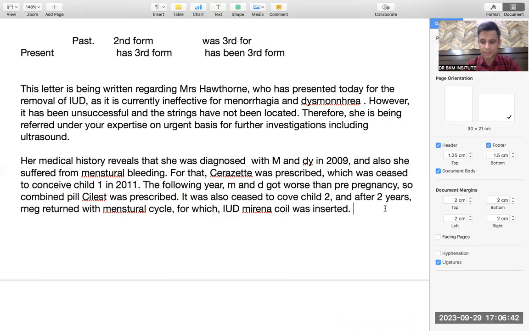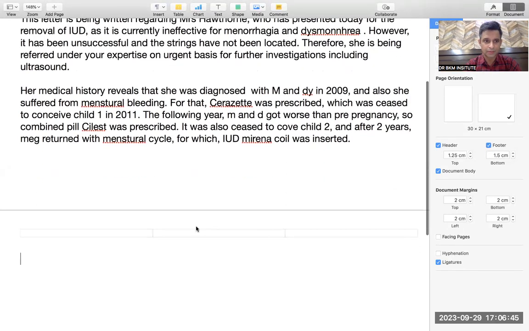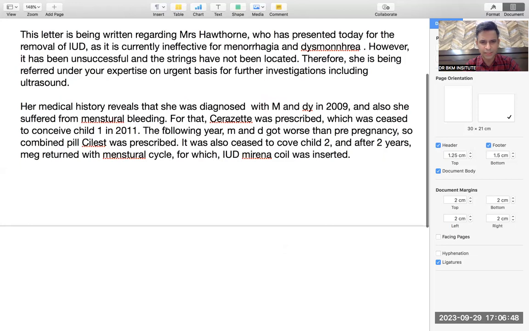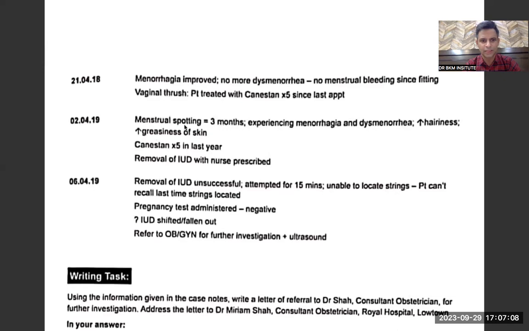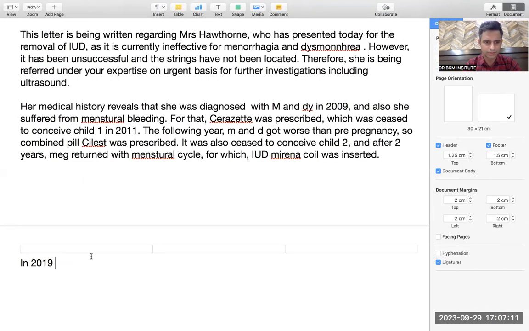So I tell the doctor that, so it was done in which year? 2011, the following year 2012, and then she conceived child 2. Then after 2 years, that is happening 2012, 2015. Then I'm saying in 2018. So in 2019, basically I'm mentioning the same year. In year 2019, she again suffered from menstrual spotting.